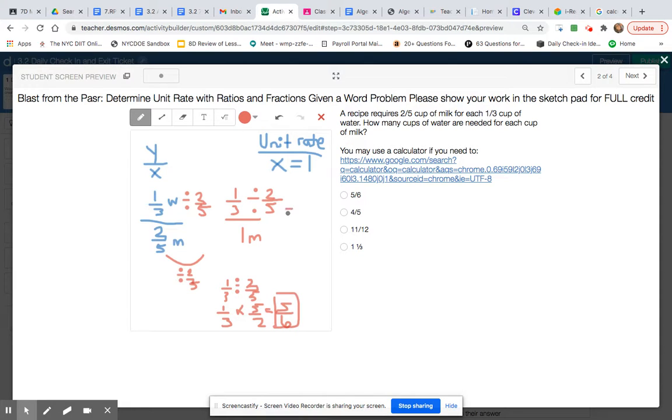So this 5/6 means that for each cup of milk, I would need 5/6 of a cup of water. Okay, for each cup of milk.